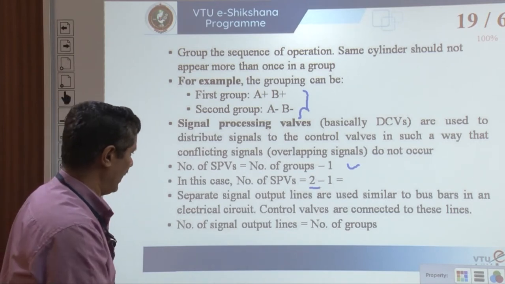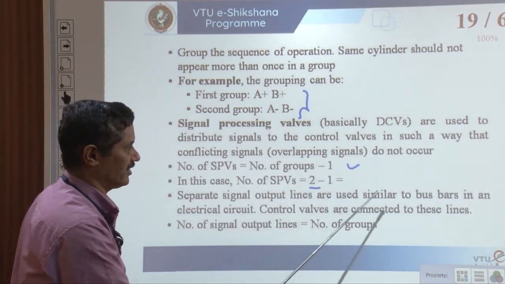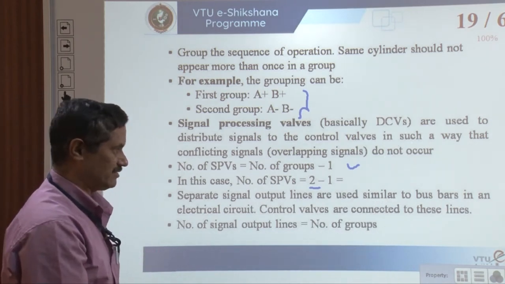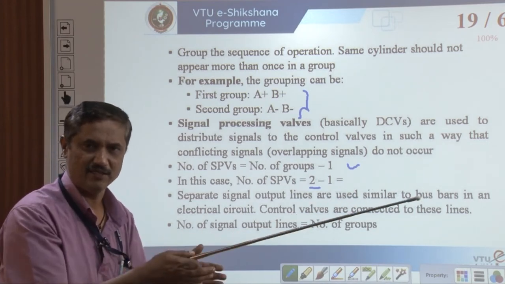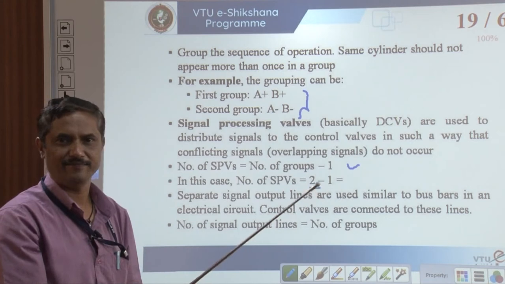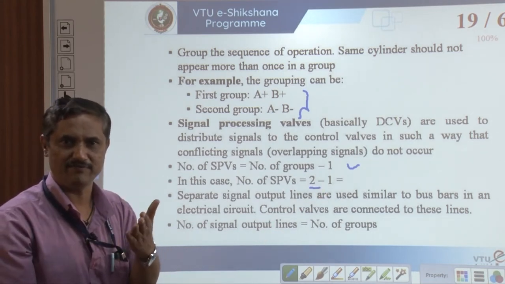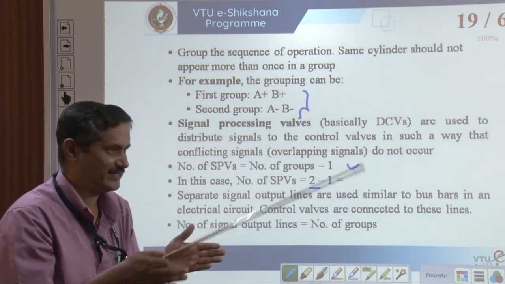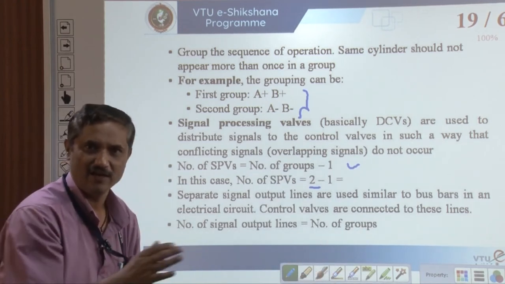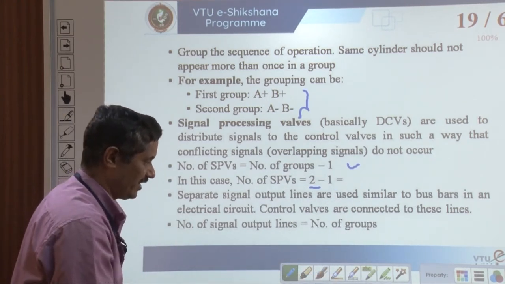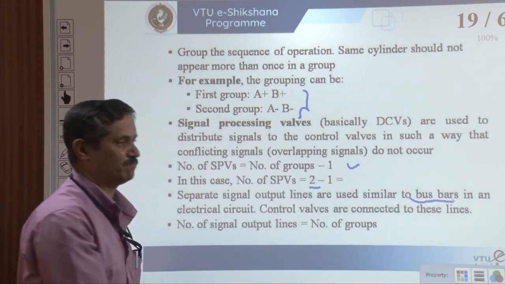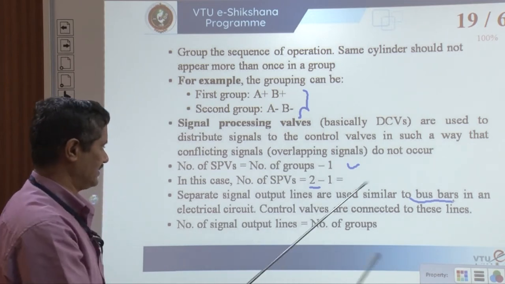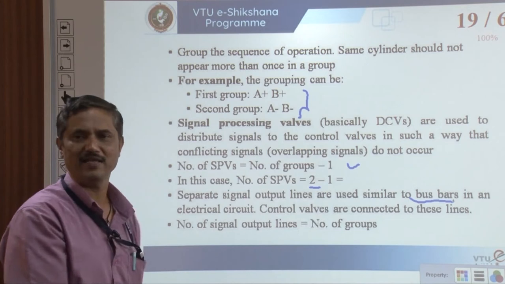When you move ahead, separate signal output lines are used, similar to bus bars. I said, bus bars also take a set of signals through them. A wonderful example I have given: conventional road lanes for 200, 150, they are separate lines kept for different speeds. In the same way, we can take the example of a bus bar or conventional speed lanes, and we can take separate signal output lines.